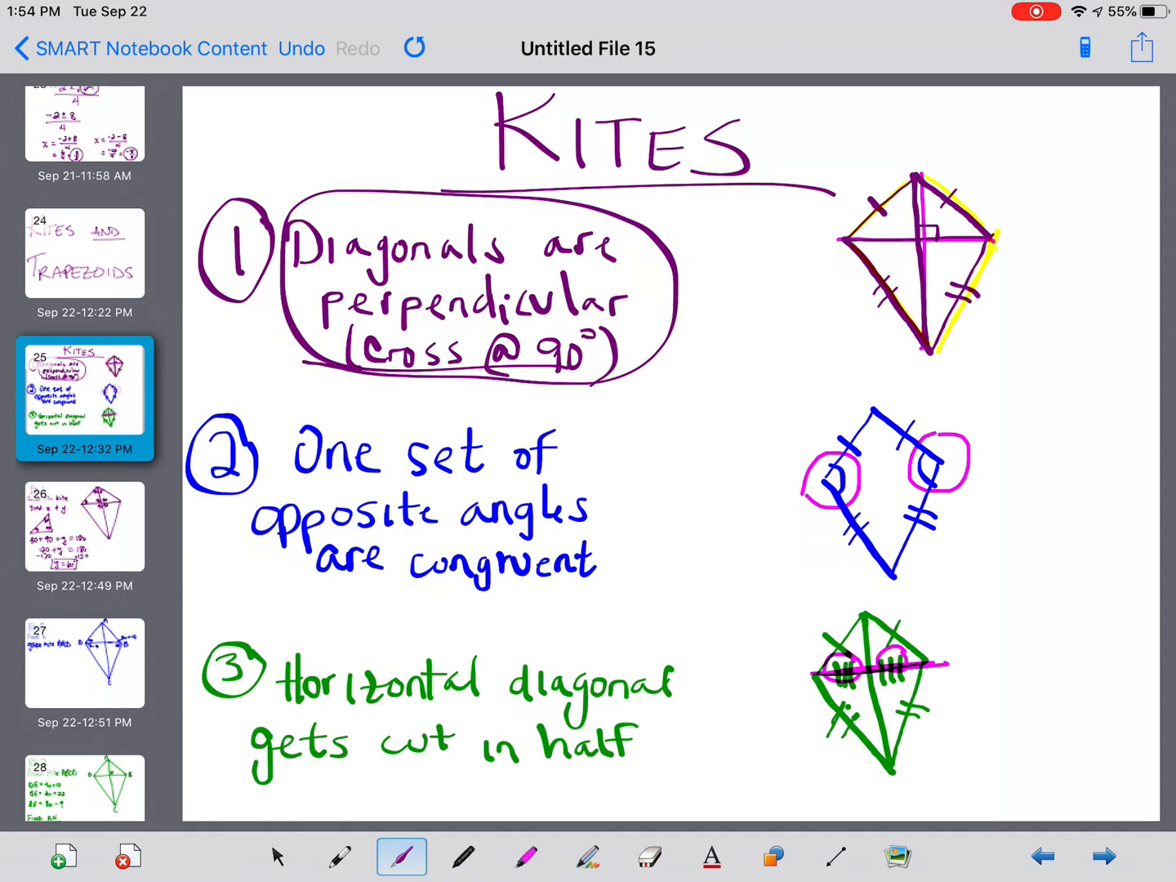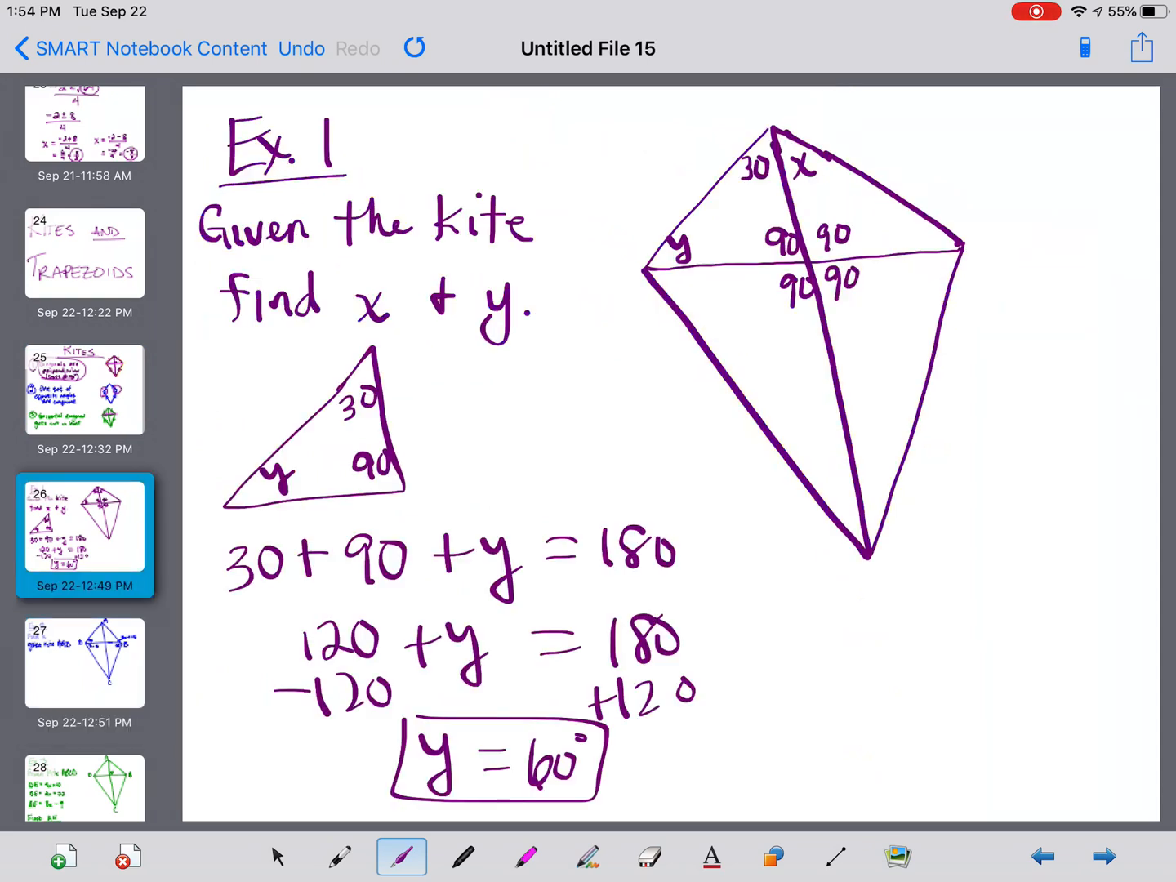Now we can apply this property. The opposite angles are congruent. So that would tell me that this angle over here is 60 degrees. It matches up with the y, so that means x has to be 30 degrees.